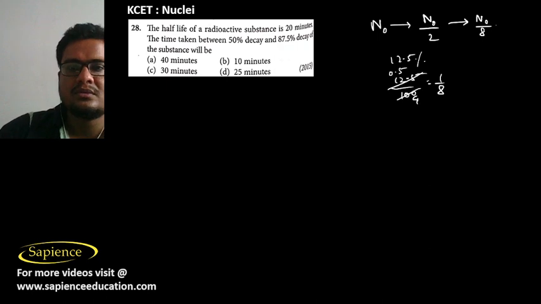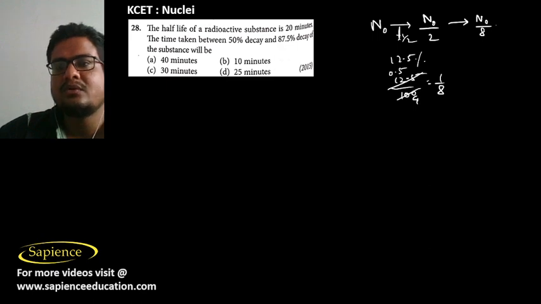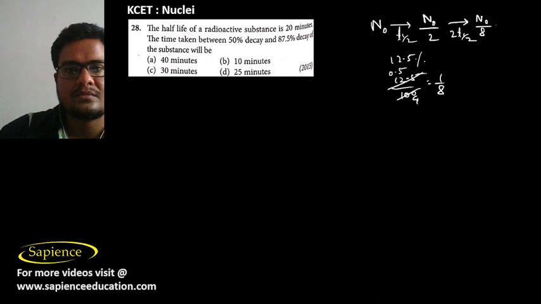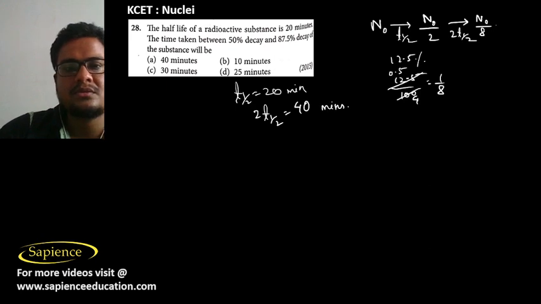So N0 will go to N0 by 2 in 1 half life. N0 by 2 will go to N0 by 4 in 1 half life. N0 by 4 will go to N0 by 8 in another half life. Means that N0 by 2 will go to N0 by 8 in 2 half lives. So the half life is given as 20 minutes, so 2 half lives is 40 minutes. Answer is 40 minutes.